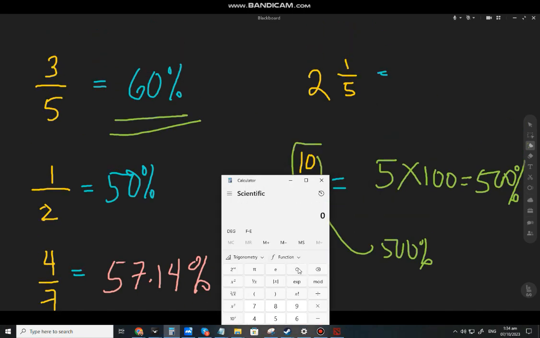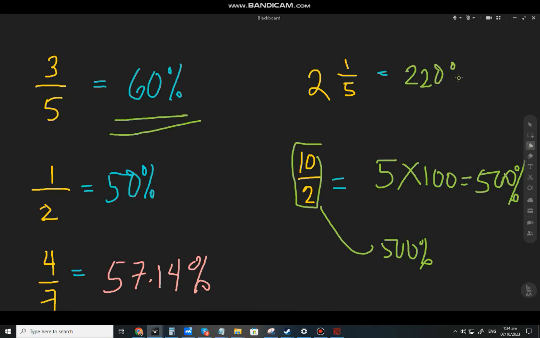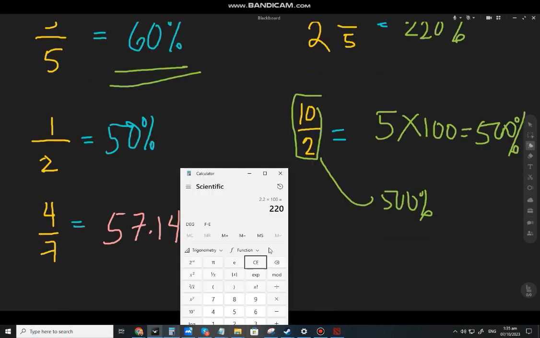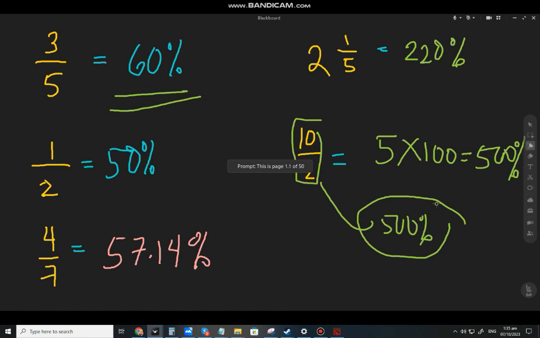2 and 1/5. So 1/5 is 0.2. You add 2 and you multiply it by 100. That is 220%. Lastly, we have 10/2. 10 divided by 2 is 5, multiplied by 100, and you add the percent sign, you get 500%. And that's the end of the lesson on how to convert fractions to percent.